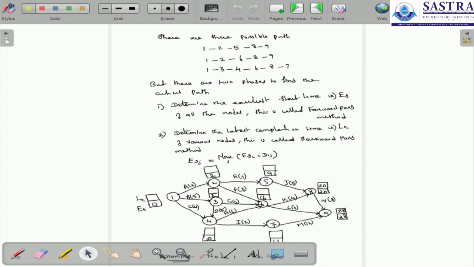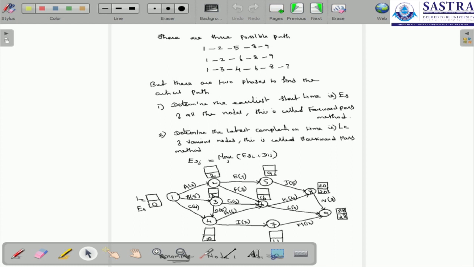So therefore 0 plus 2 we have 2, and there is a 1 to 3 activity. From node 1 to 3 we have a duration, 0 plus 5, here it is 5. And there is an activity C from node 1 to 4. So we have an early start time here, it is 0 plus 4, which is 4.